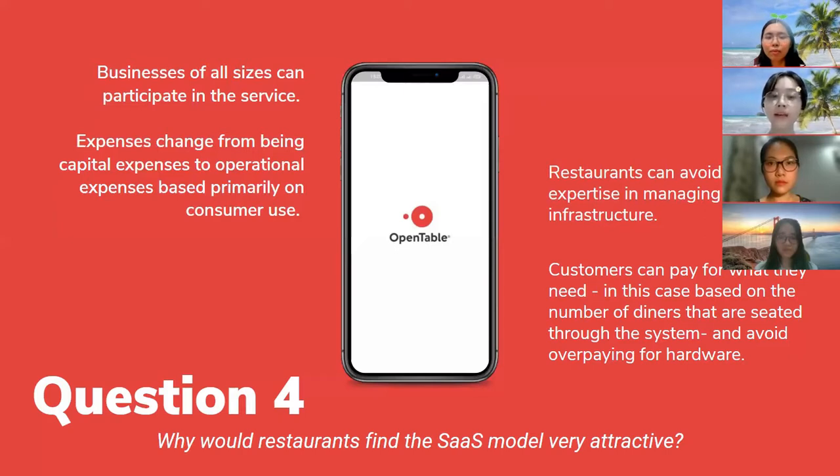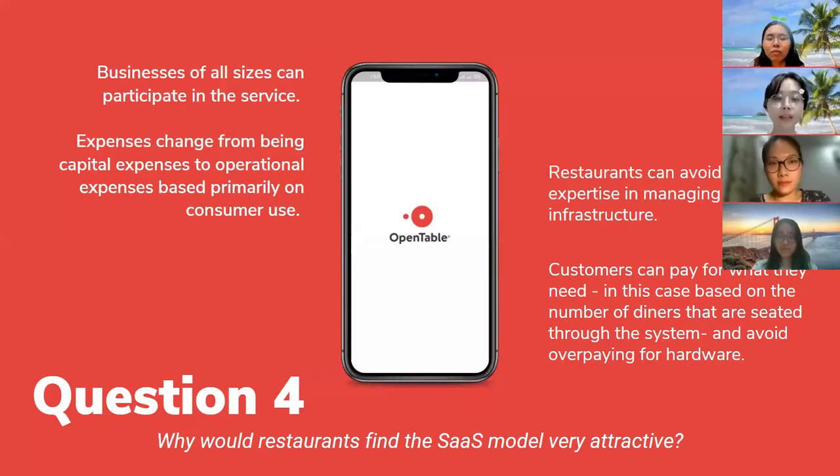However, with SaaS, they only need a data team, which is already part of the current IT team. In other words, they can leverage their current team, or even if they have to have new headcount, the number is much lower than in the case in which they acquire an entire hardware system. And the third and final reason is that customers can pay for what they need, in this case based on the number of diners seated through the system, and avoid overpaying for hardware. This advantage ties in with the first one, as restaurants have to incur less fixed costs of acquiring hardware infrastructure.